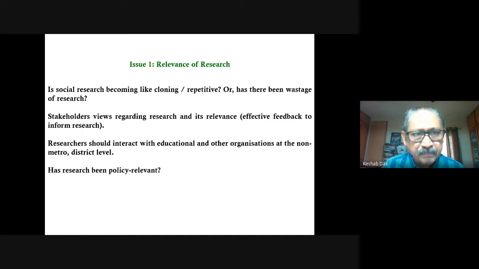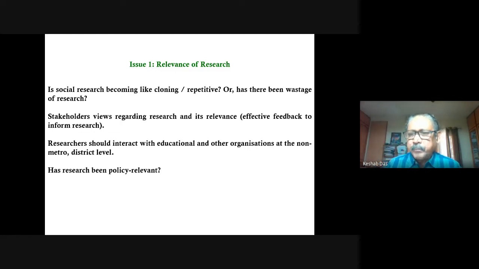Next, please. I am hinting at this because it leads to part of what some of you were also hinting at. So this whole question of the relevance of research: why must we get into this? Many scholars have pointed out that research has become more of a cloning activity. It is essentially repetitive.